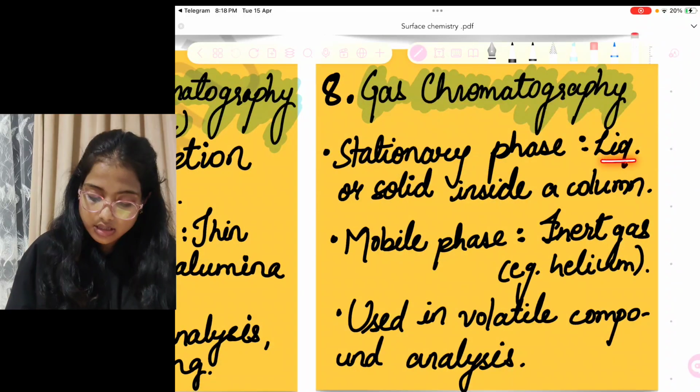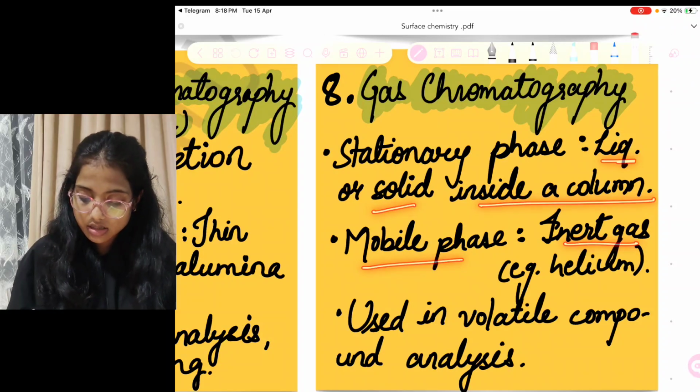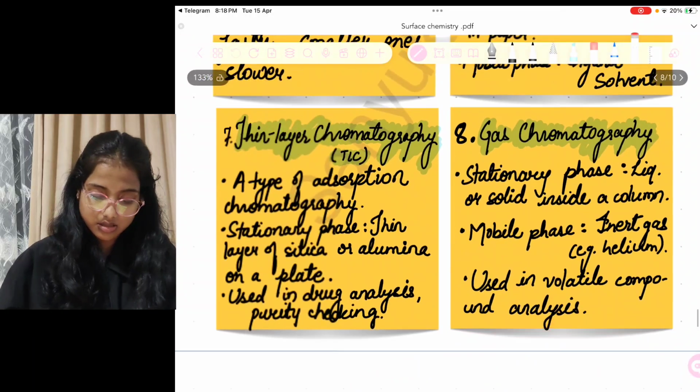Stationary phase will be liquid or solid inside a column. Mobile phase will be inert gas, for example helium. It is used in volatile compounds analysis.